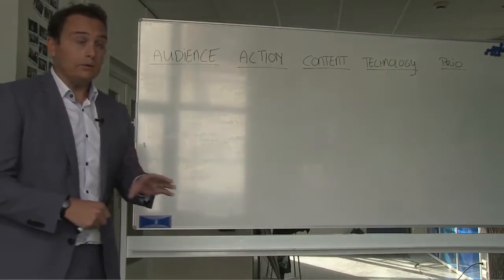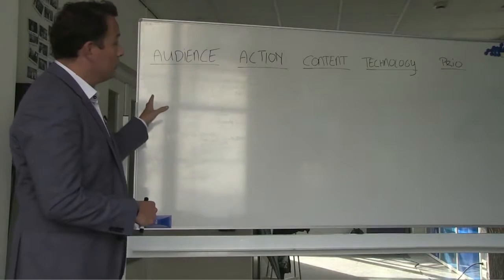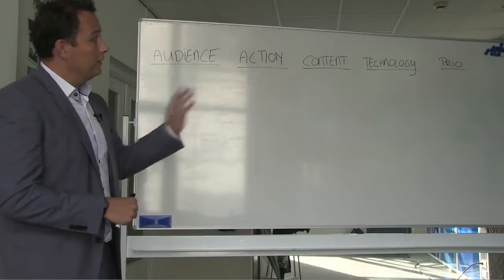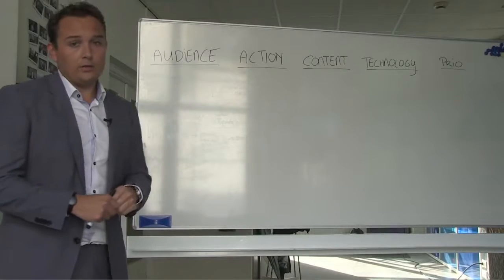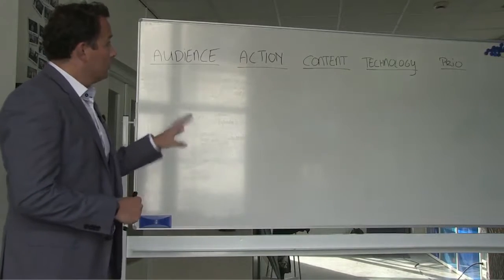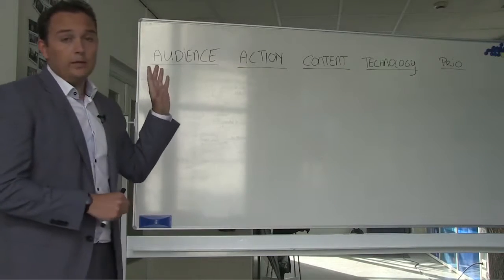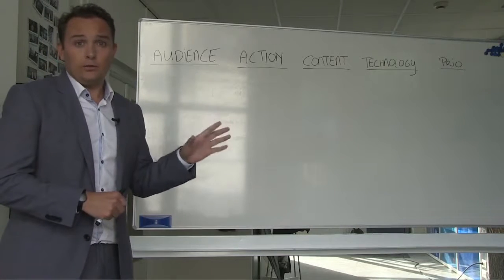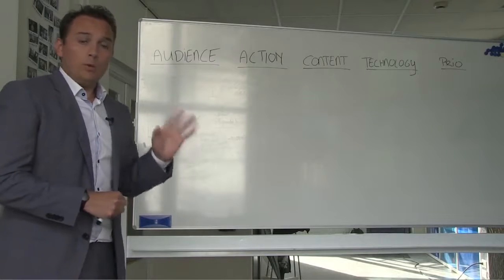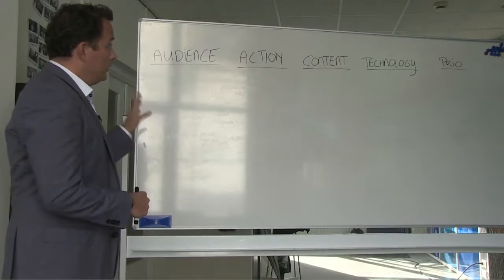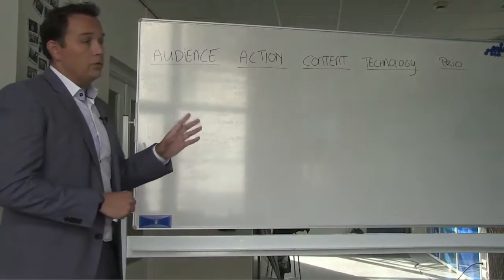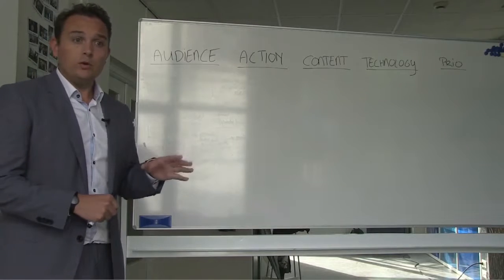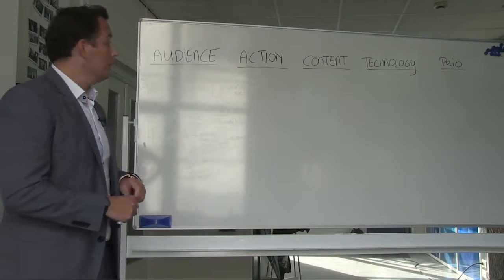For instance, the ACT model is represented inside the audience column, inside the content column, and inside the technology column. Now I've added two columns, which are the action column and the priority column, and those are specifically aimed at a content goal matrix. So what we want to do with this model is start with your audience. Who's the audience in mind that you want to target your website to?